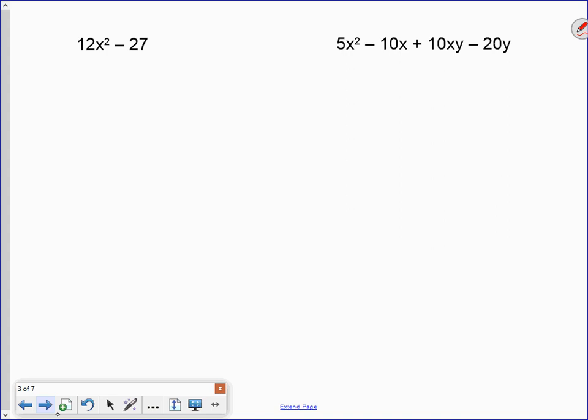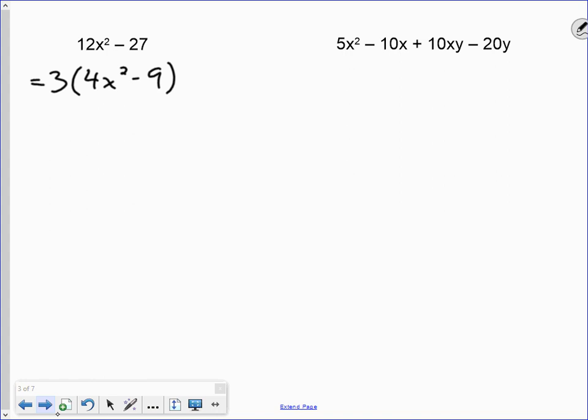So our first one here, 12x squared minus 27. The first thing we're always going to check for is, is there something that can be common factored out of both of these terms? There isn't a variable that is common to both terms, but 12 and 27 are both divisible by 3, so we can common factor out a 3. This will become 3 times (4x squared minus 9).